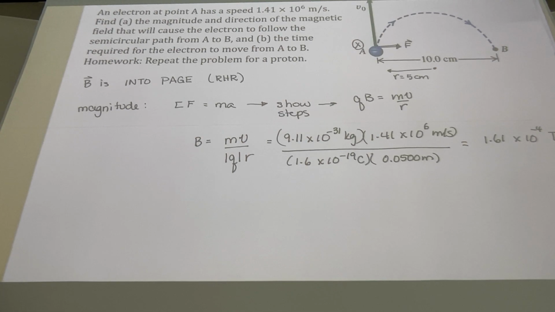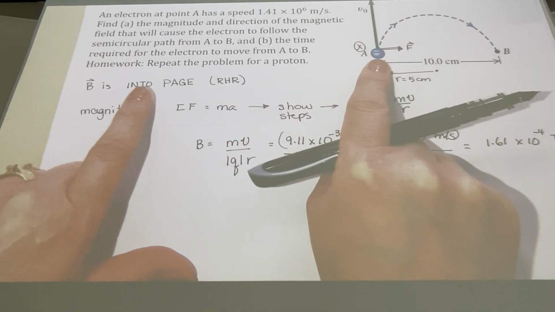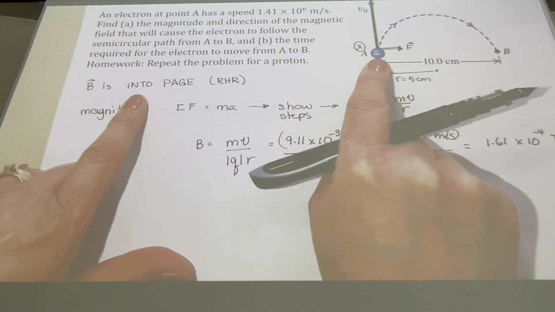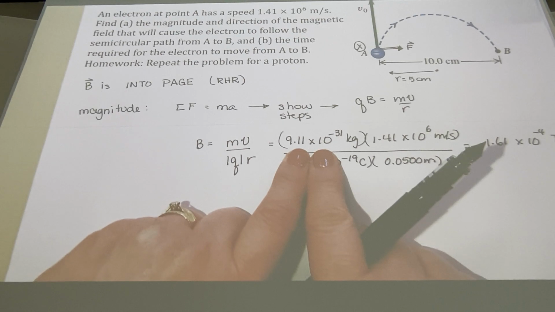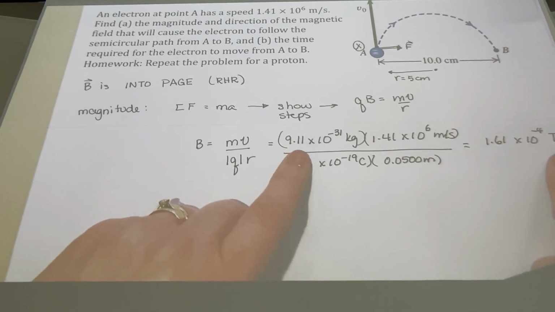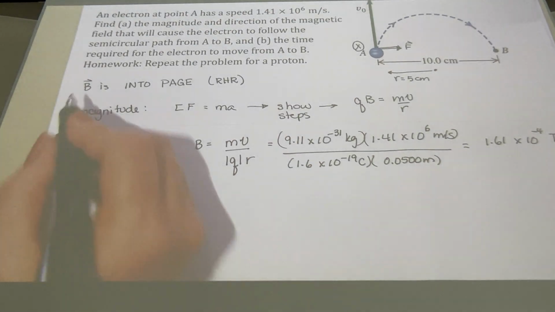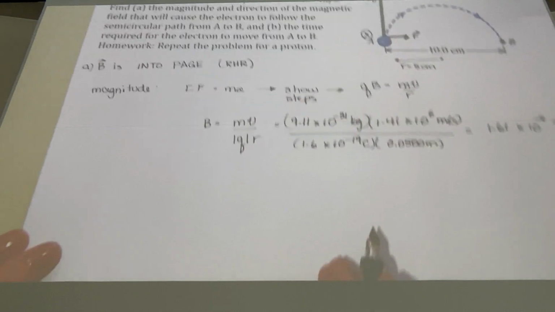When you do this for homework, repeating for a proton, because the proton is positive, we're going to get the opposite direction for the magnetic field. Because the proton has a different mass from the electron, we'll get a different value for the magnetic field. Okay, so same concepts, but we're going to get different answers for a proton. So there's part A. Part B is how long does it take?